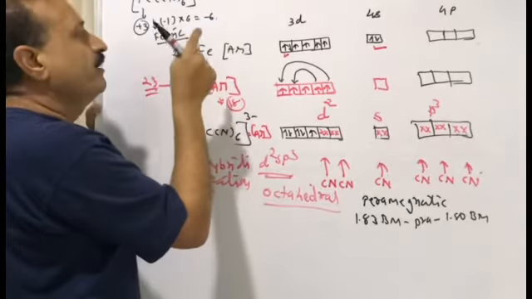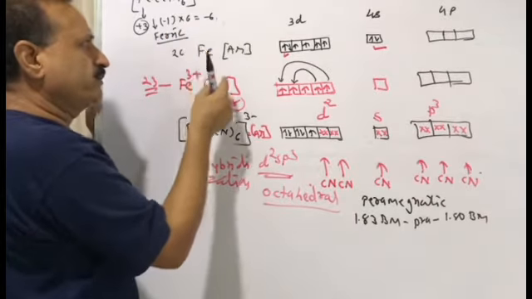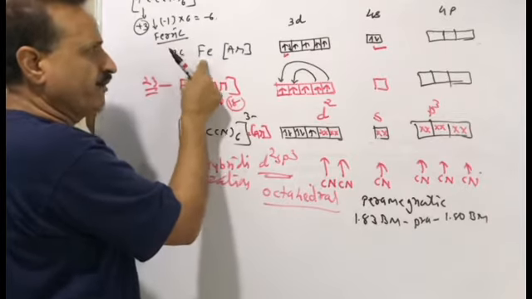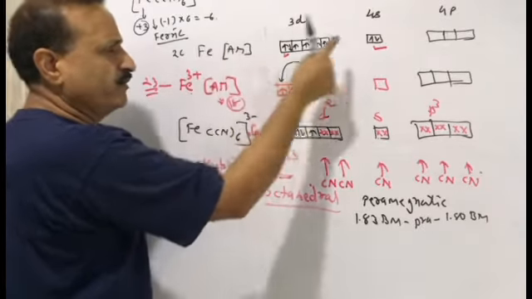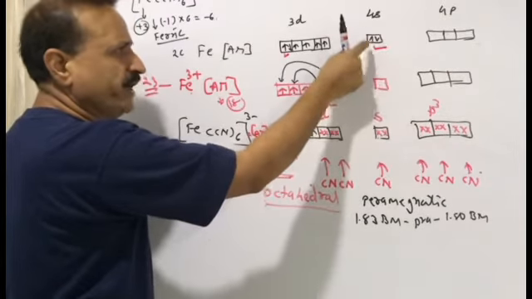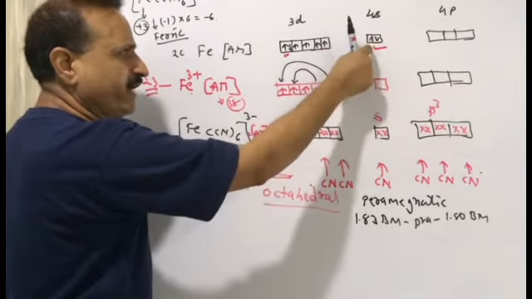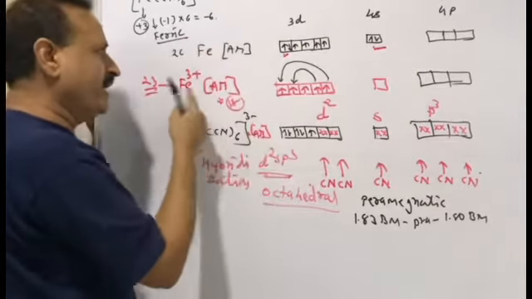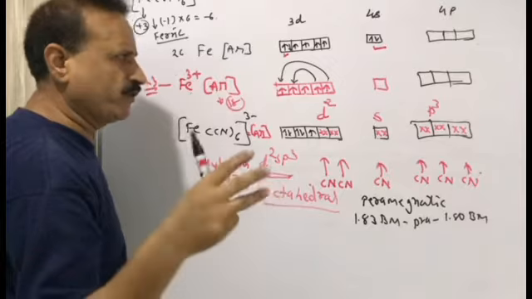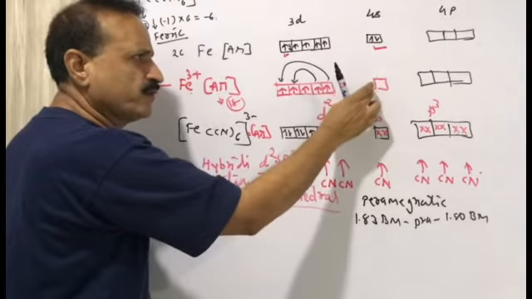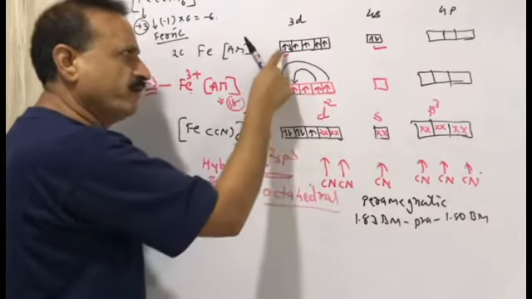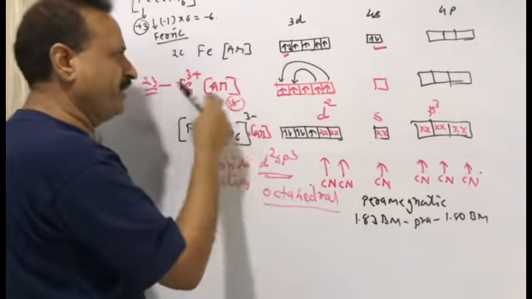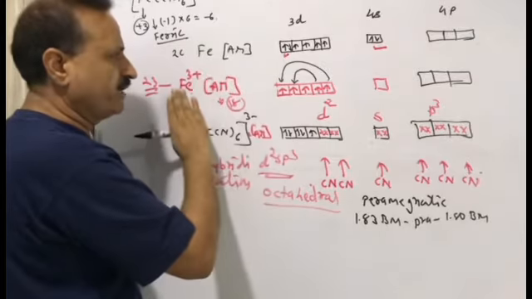First we will see the electronic configuration of Fe only. We have to fill 26 electrons, so argon 18 electrons, 4s2 means 2 electrons, 18 plus 2 is 20, and the remaining 6 electrons are filled in d. Now we have Fe3 plus, so 3 electrons will be lost: 2 electrons from 4s, and 1 electron from the d orbital. So we have Fe3 plus. This is the electronic configuration.